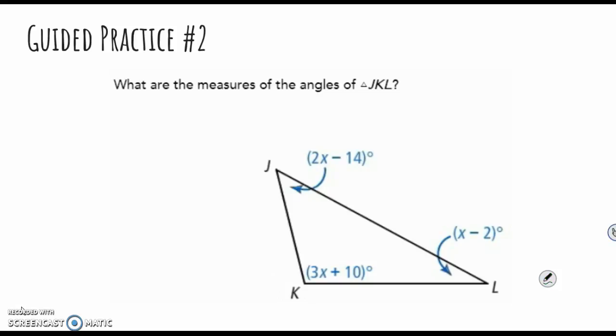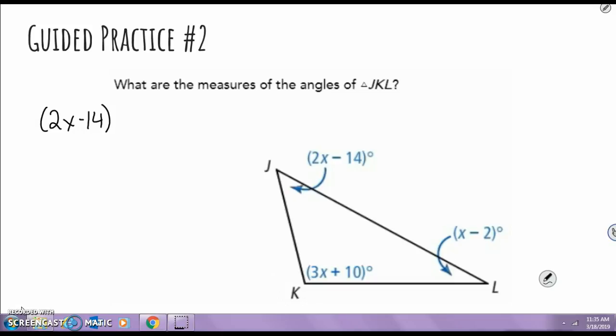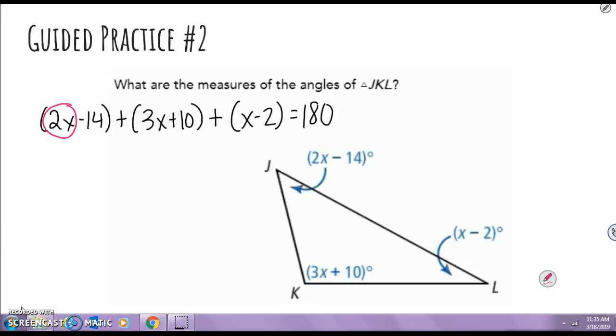So I can set up my equation as 2x minus 14 plus 3x plus 10 plus x minus 2 equals 180 degrees. Next, we're going to combine like terms. 2x plus 3x plus x equals 6x. Negative 14 plus 10 minus 2 is minus 6.